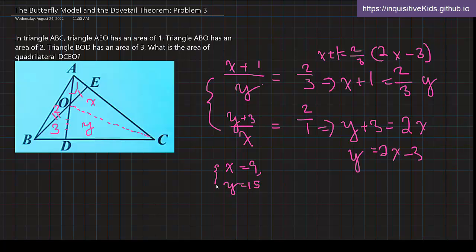So that is our set of solutions over here, but that's not our final answer because we're trying to find the area of quadrilateral DCEO. So in order to do that, we add 9 and 15, which is 24. So our final answer would be 24.